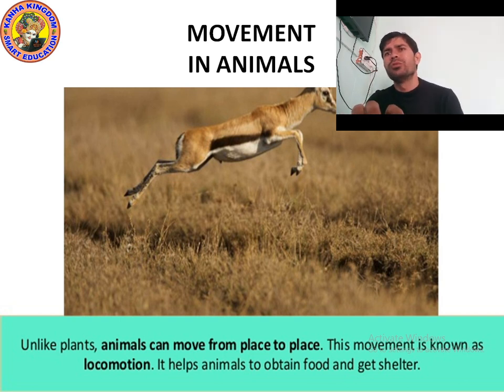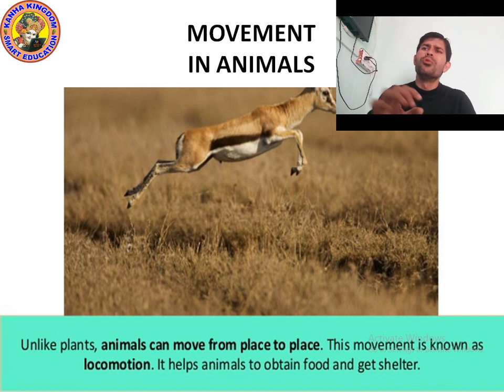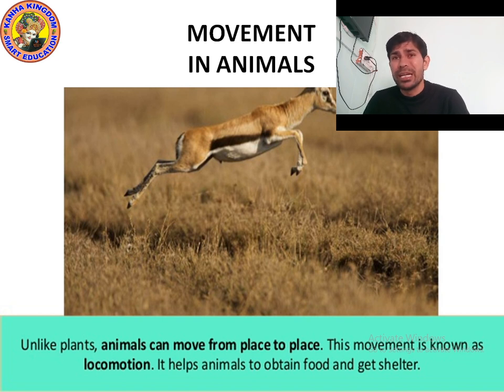Different animals move in different ways. Their movement is known as locomotion. Unlike plants, because plants cannot move. Plants do not move and non-living things do not move. All living things move except plants. So unlike plants, animals can move from one place to another. You might have seen different birds flying, dogs, cats, and maybe there is a dog or cat at your home also, maybe you rear them.